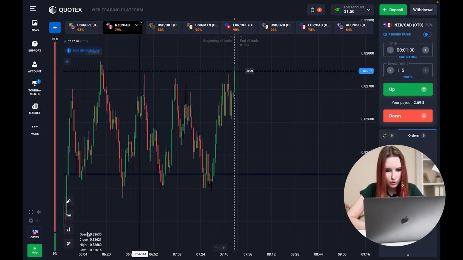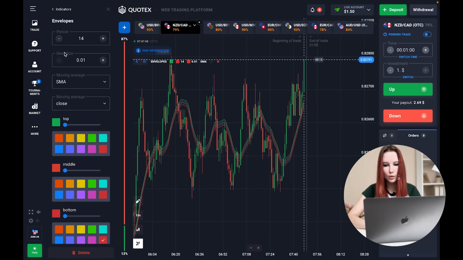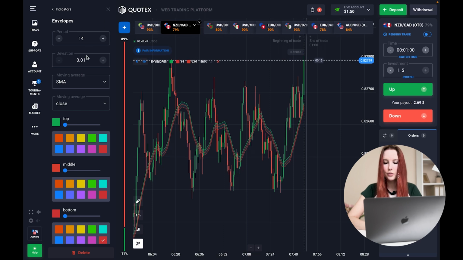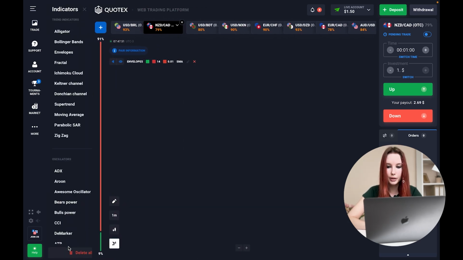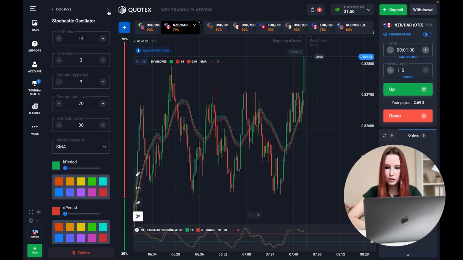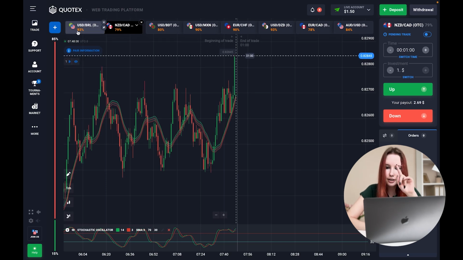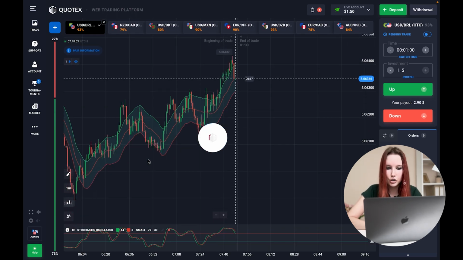Okay, let's move on to choosing the indicators. Today I want to use the Envelope indicator. Its default settings will in principle be enough, and as you can see these settings don't really fit this currency pair, but let's go on and add a stochastic oscillator, which does a great job showing us the oversold and overbought levels. And guys, let's go back to the first currency pair.